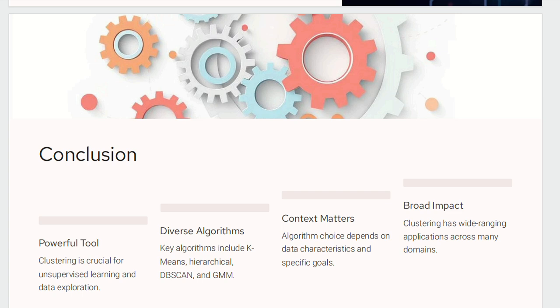Clustering is a powerful unsupervised learning technique that helps in discovering patterns in data. We explored different clustering methods like k-means, hierarchical, and DBSCAN, and saw how clustering is used in marketing, fraud detection, and recommendation systems. Thank you for your attention.